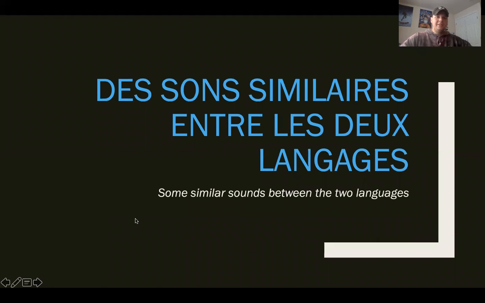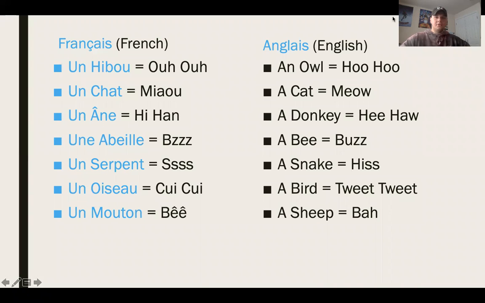Next, we have actually des sons similaires entre les deux langages. So there are some sounds that are actually very similar and are not just sometimes spelled the same. They're not spelled the same often, but they sound the same. So it's a short list. I didn't want to be overbearing. I figured I showed enough with what the words were. So en français and en anglais, which is English, we have these animals.